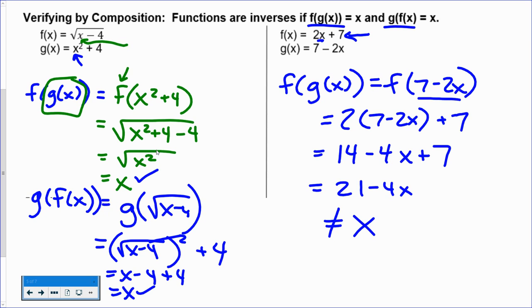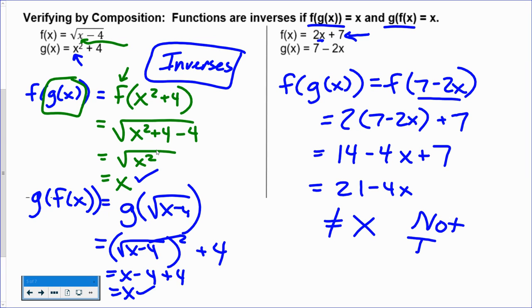So these were inverses, and these are not inverses. I don't necessarily have to find the other one. In MyMathLab, it might ask you to find both and then say yes or no whether they are inverses. I can't remember. But if you were doing something on paper and they were not inverses at this point, I wouldn't make you do the g of f of x because we already know they don't work. Okay? So you have some of that to do.